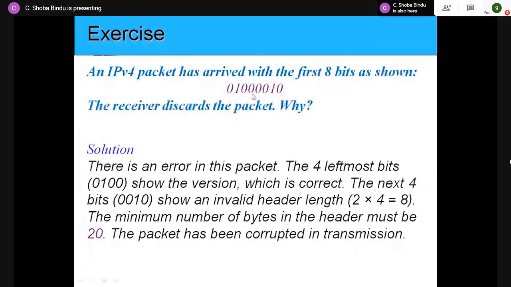And what are the next 4 bits? The next 4 bits are the header length. When you convert this into decimal, this will be 2 power 0, 2 power 1, so this has a value of 2. So what will be the total header length? 2 into 4, so 8 bytes. But the minimum header length is 20 bytes, and now it is giving a value of 8 bytes, and hence the receiver discards this particular packet.